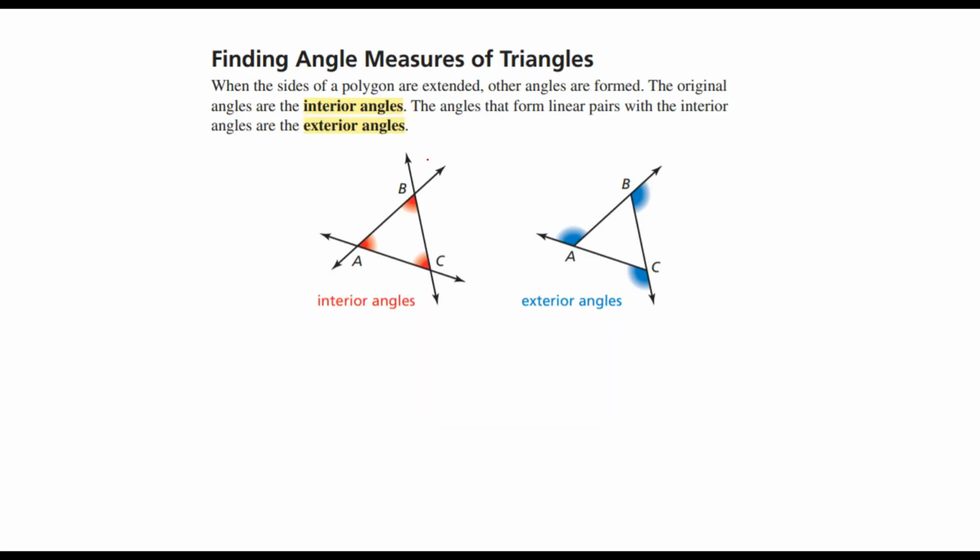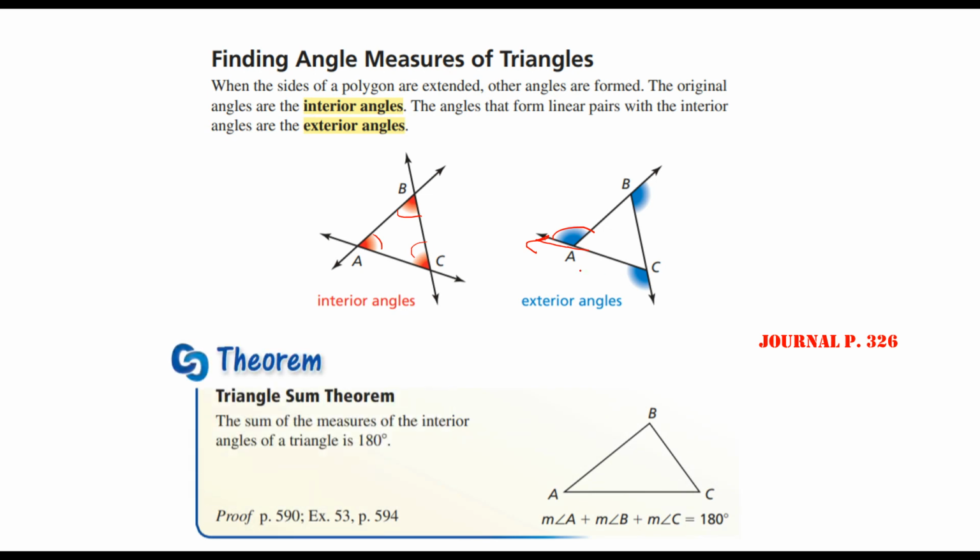So, finding angle measures of triangles. When the sides of a polygon are extended, other angles are formed. Inside the polygon is interior, and outside the polygon, if you extend those rays, are exterior. All right. Now, the first main theorem we get is the triangle sum theorem. It just means if you add up the three corners of the inside of a triangle, we get 180 degrees. And we'll be using that.